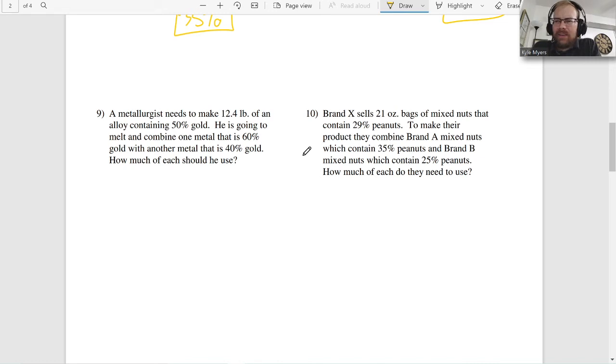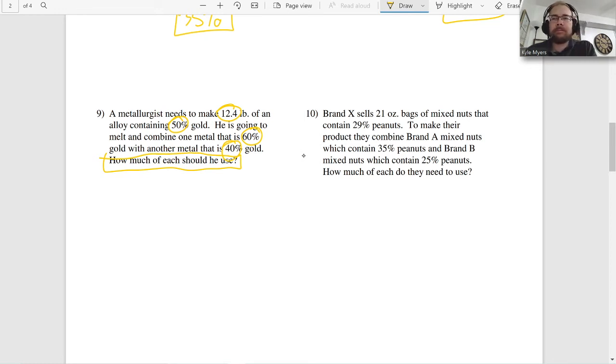Here we go. A metallurgist, I think that's how you say that. They make metal. So this is Magneto. Magneto is making 12.4 pounds of an alloy containing 50% gold. Numbers. How much of each should he use?